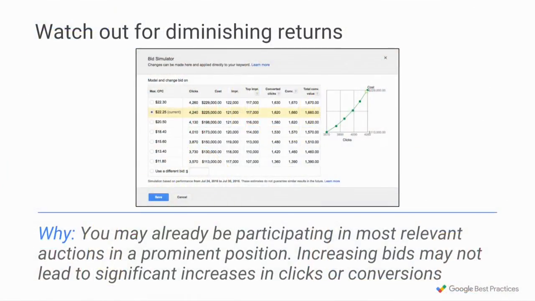One thing you need to keep in mind is that the device bid adjustment may not be linear to your conversion, and so you may need to watch out for diminishing return. What does that mean? For example, if you're already in the top slot, a bid increase may not yield the same amount of conversion increase. So keep an eye on impression share and tools like Bid Simulator to understand where you're at in the curve of performance.